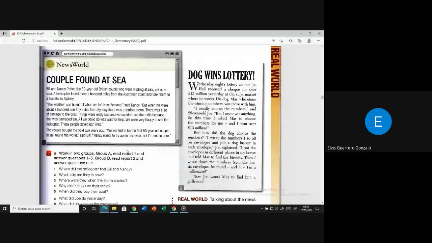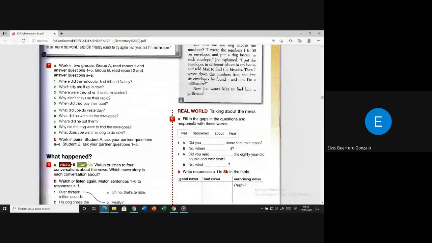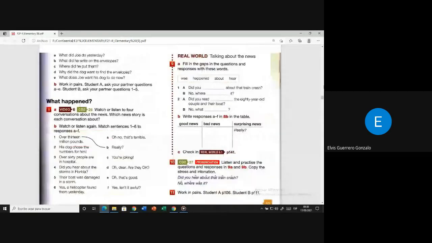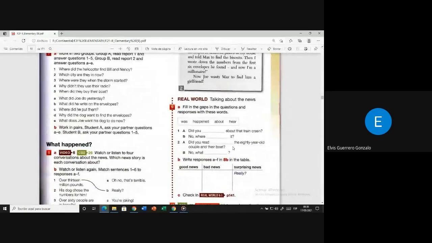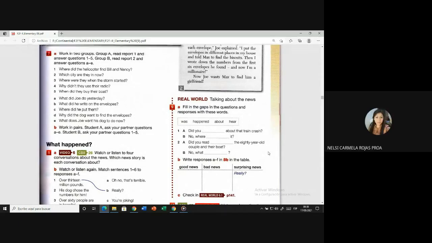Now, in number 6, talking about the news, fill in the gaps in the questions and responses with these words. Okay, sorry. For example, how can we complete question 1? A. Did you, was, did you happen, did you about, did you hear? How can we complete this question? Did you hear about that train crash? Yes. Did you hear about the train crash? Oh, sorry, did you hear about that train crash?